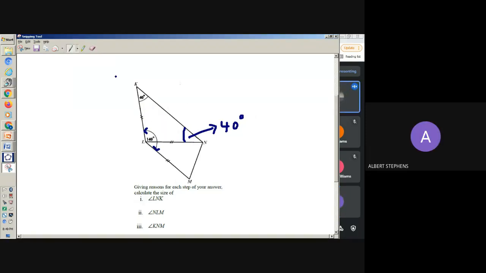Yes, sir. There's 70, sir, on the other side. Explain to us how you got the 70. Because 40 is at KL, sir. There's a 40 over on the other side of the triangle, sir. All right, very good, awesome.